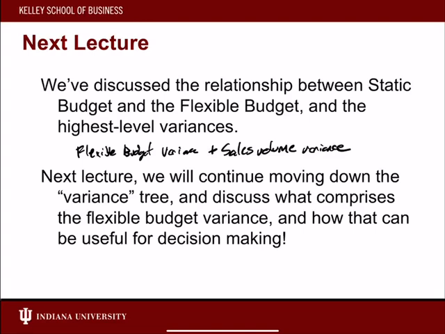So in the next lecture, we'll continue moving down that variance tree, or that variance hierarchy, and we'll break down the flexible budget variances into all those different manufacturing costs and the sales price. And we'll see that, man, we can really get a lot of good information out of that, which allows us to make better decisions going forward.